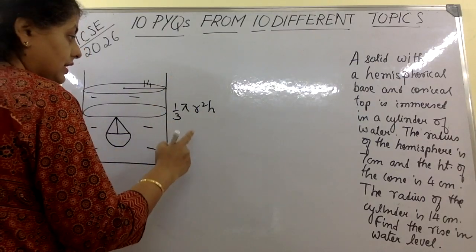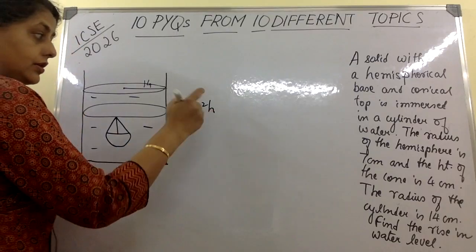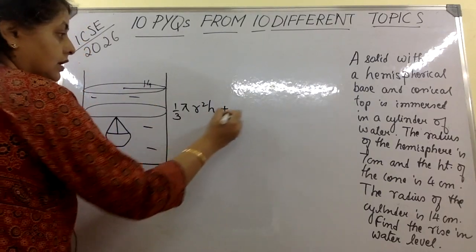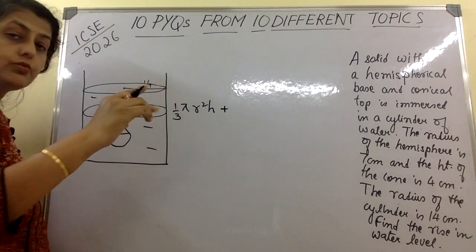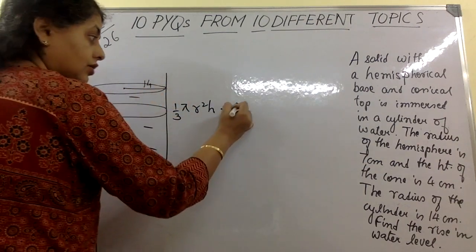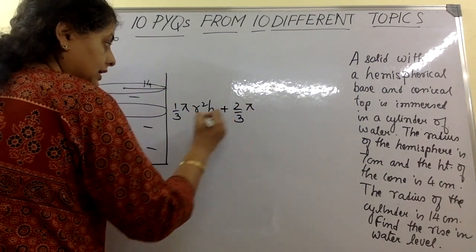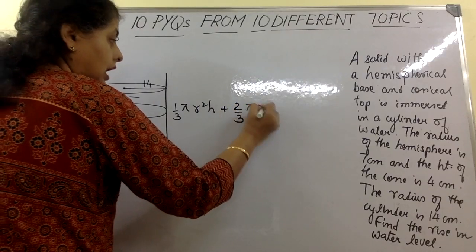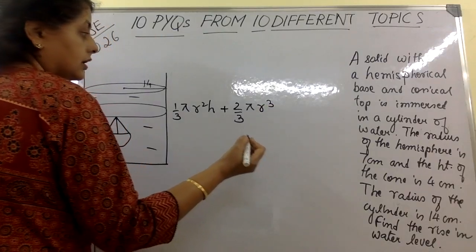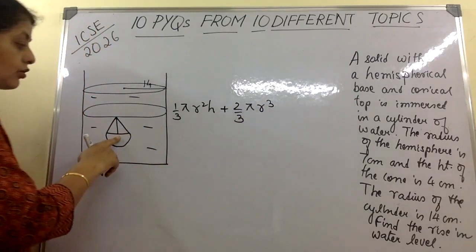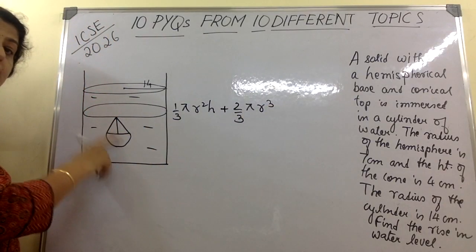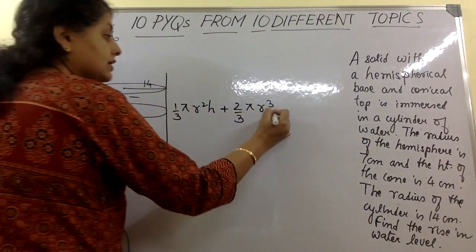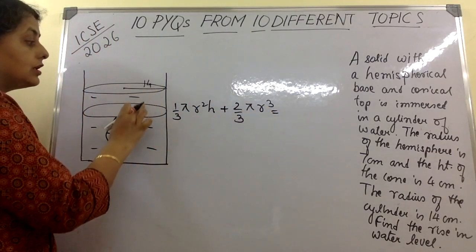1/3 πr²h, where h is the height of the cone, plus 4/3 πr³ is the volume of the full sphere, so for the hemisphere this is 2/3 πr³. The two r's are the same, for the cone and the hemisphere, so don't worry. That is equal to the volume of the water level that has risen.